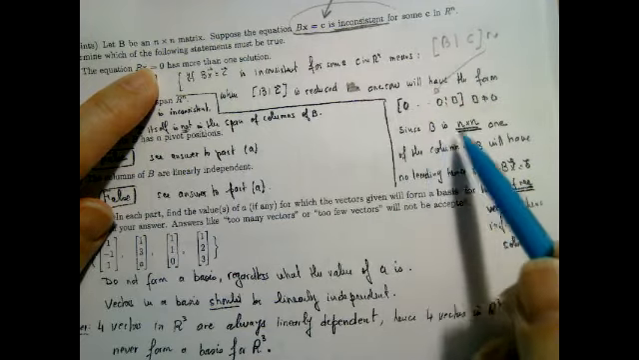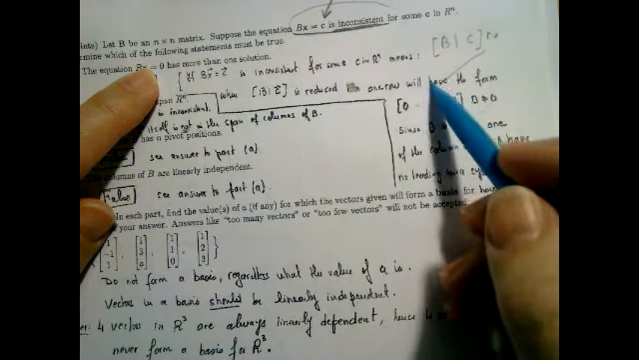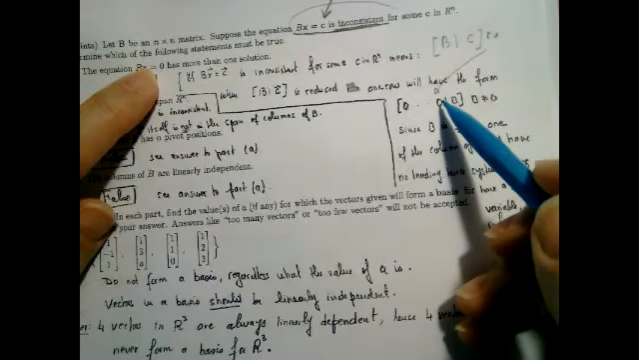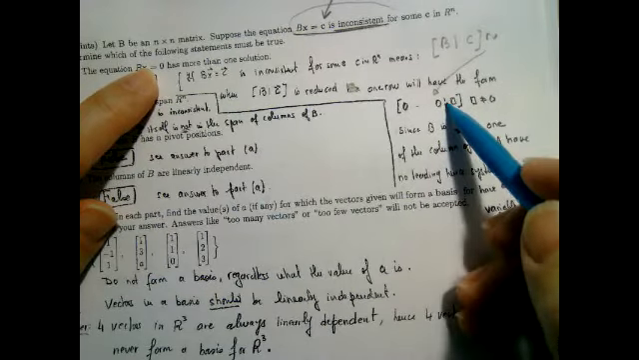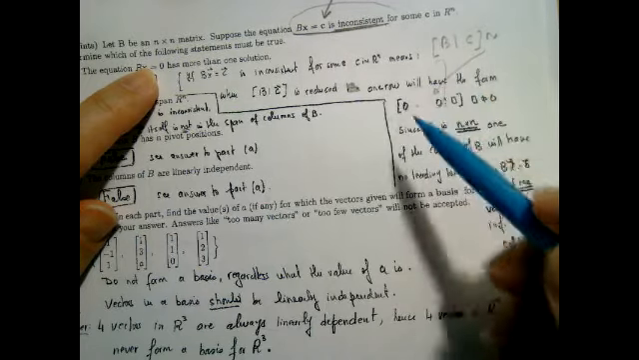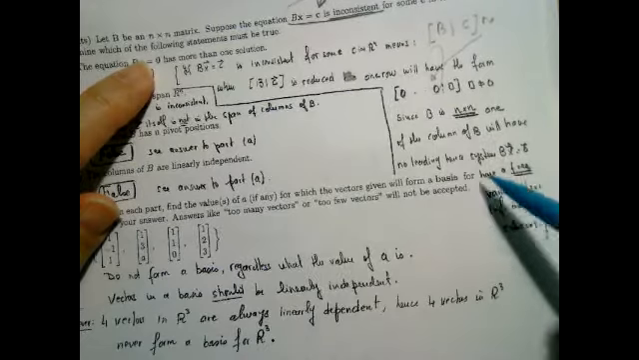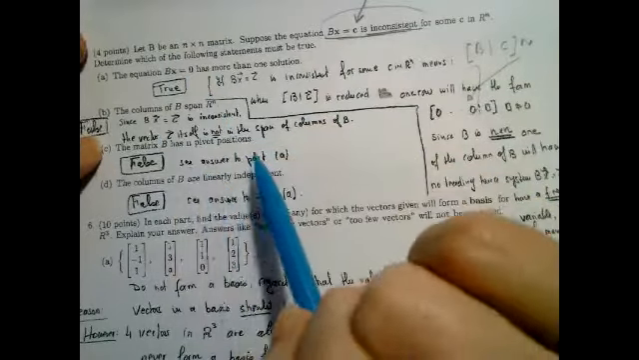But then B is an n by n matrix. If this row is all 0, it means we have at most n minus 1 pivots, because it's an n by n matrix. It means one of the columns does not have a pivot. It means that the system will have a free variable. So definitely Bx equal to 0 has more than one solution.